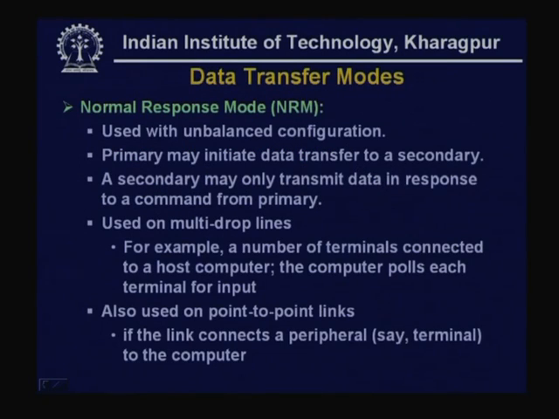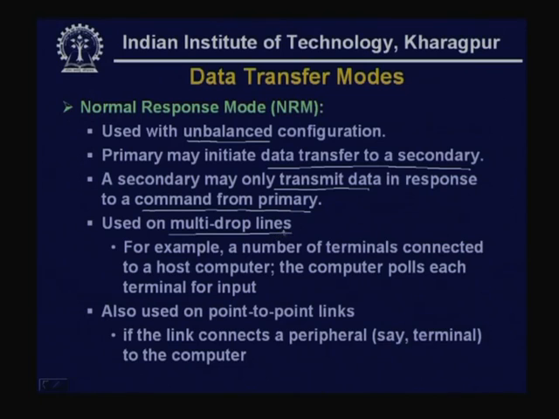First, let us consider the normal response mode (NRM). This is used with unbalanced configuration always. That means there will be one primary and you can have one or more secondaries. The primary may initiate data transfer to a secondary, while a secondary may only transmit data in response to a command from the primary. So this secondary will be able to transmit data when it is polled or when it is asked to give some response. However, it can be used on multi-drop lines also.